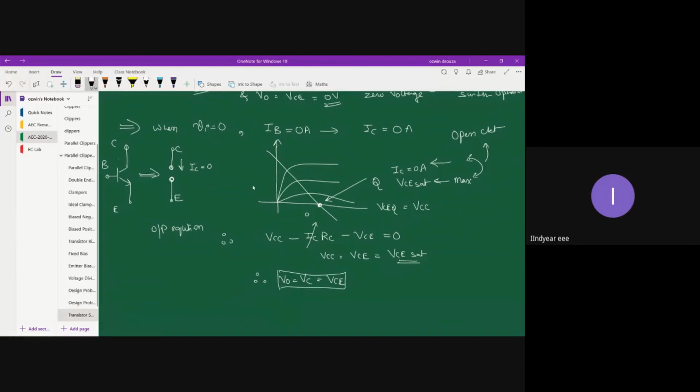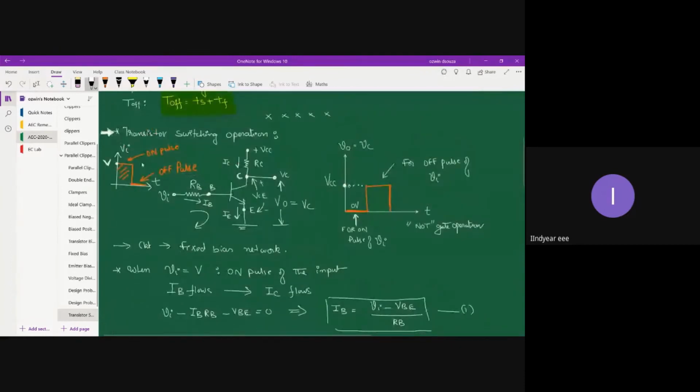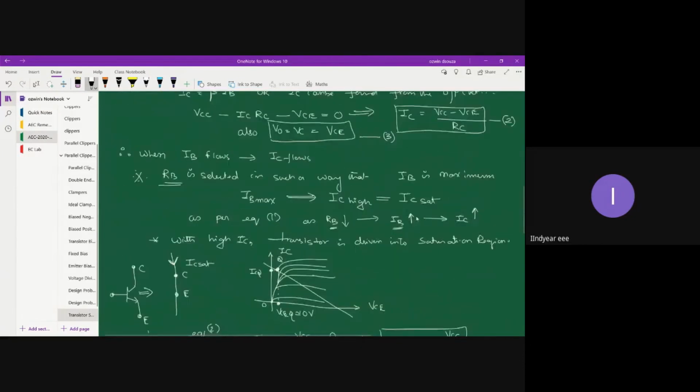So when you have Vi equal to 0 volt, let's say this is T1 interval, and this is also T1 interval. When input is 0, your output is VCC. So that is what a NOT gate is. If you give high input, output will be at low state, and if you give 0 state as the input, the output jumps to high state. So that is your switching operation.